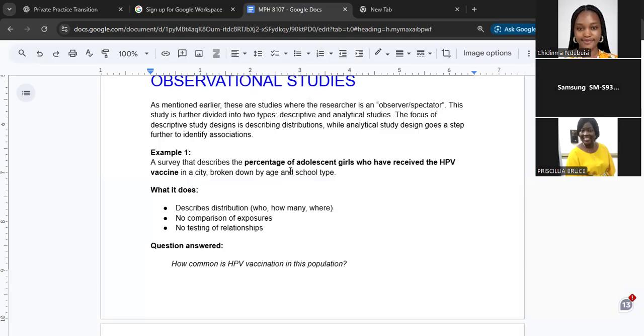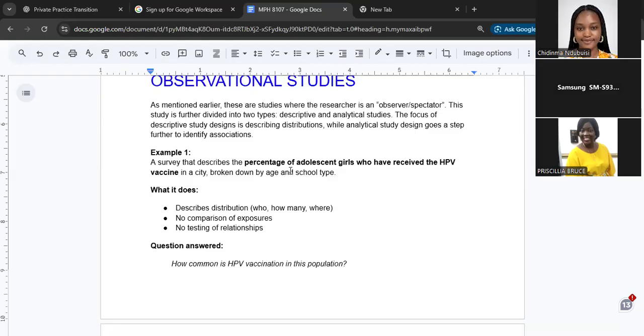When is this thing happening? For instance, we want to study malaria. It's seasonal. When does this thing happen? So descriptive studies basically want to describe distribution. That's all you want to do. You just want to go there and see who has it, where, and when it happens. That's basically what we aim to do with descriptive studies.